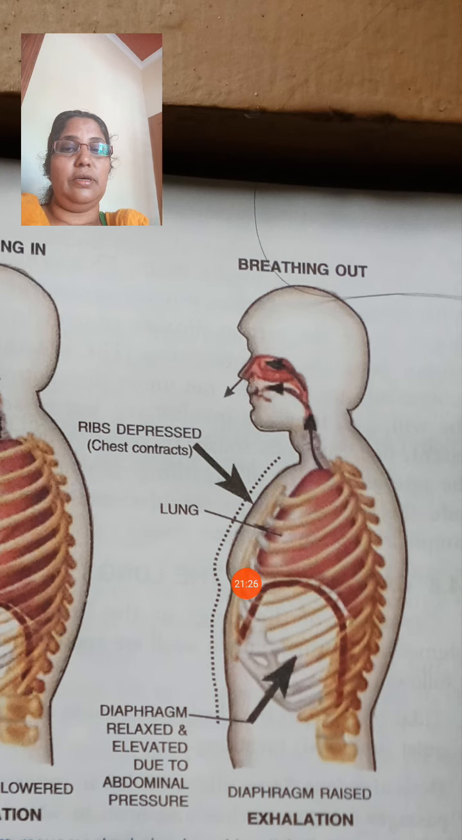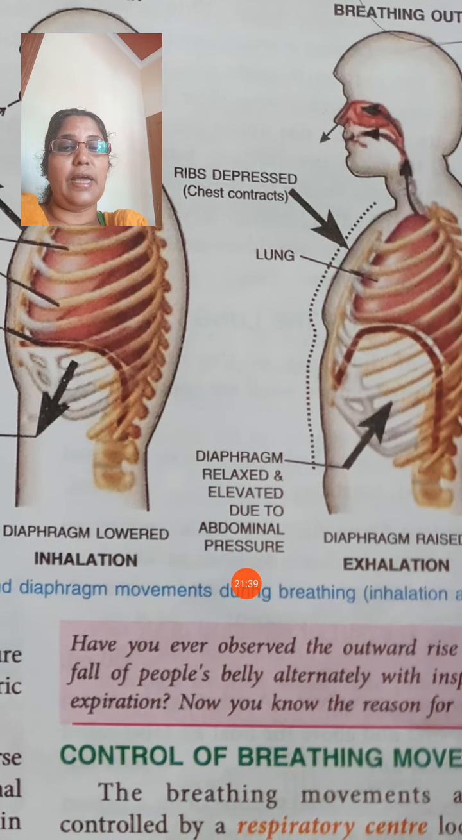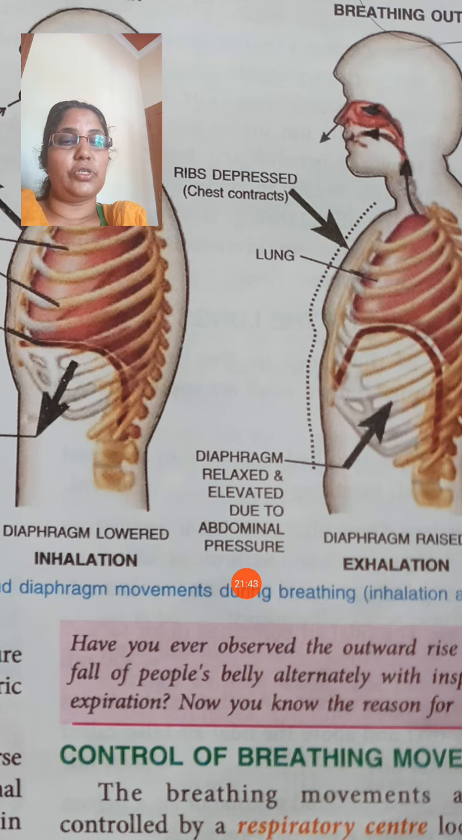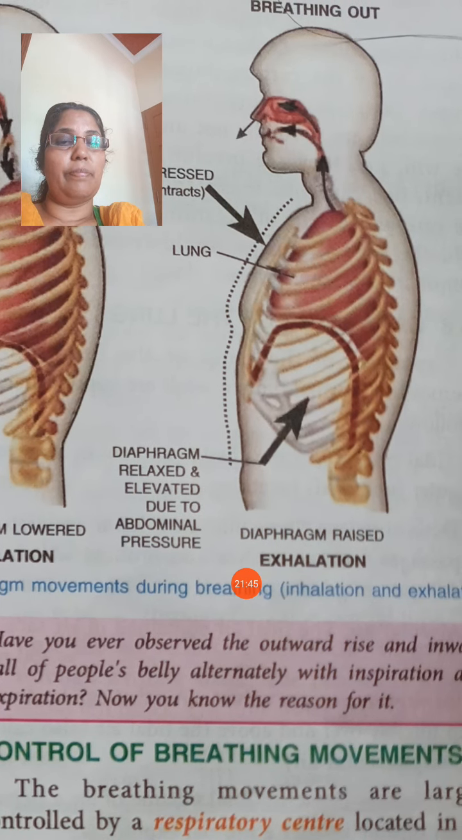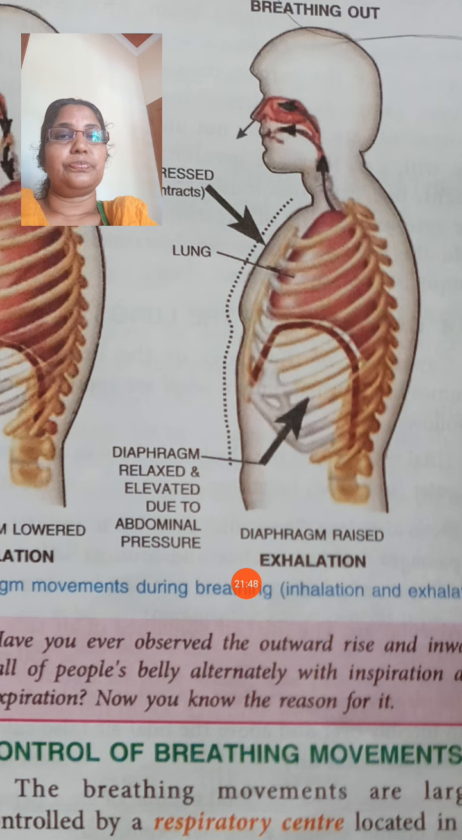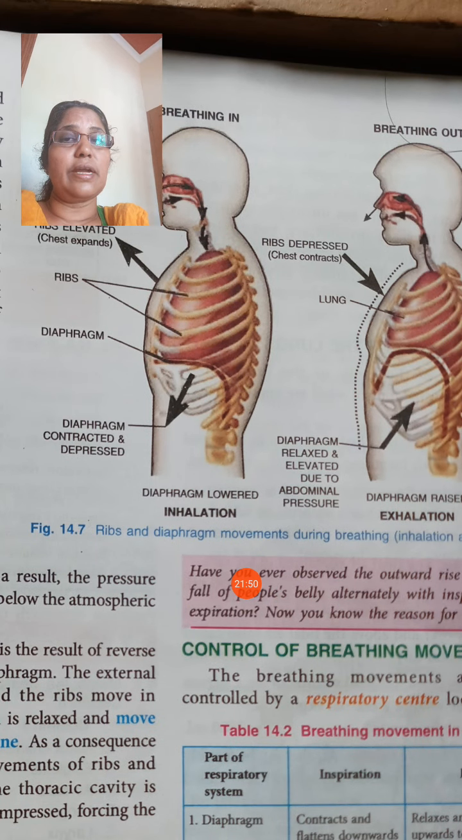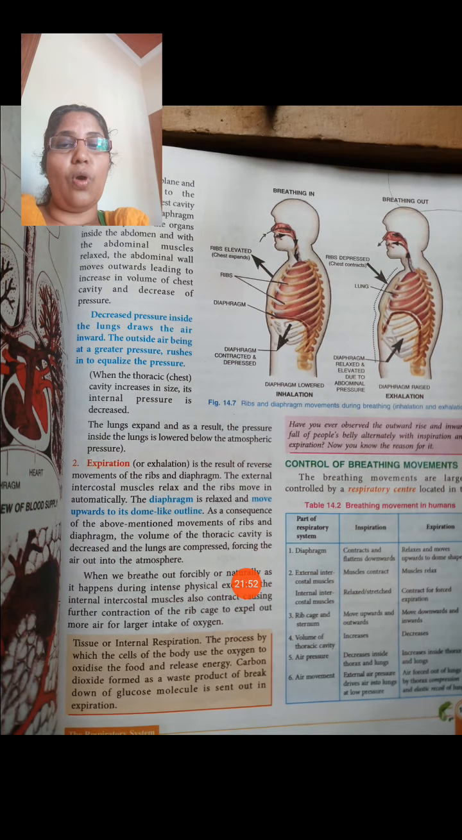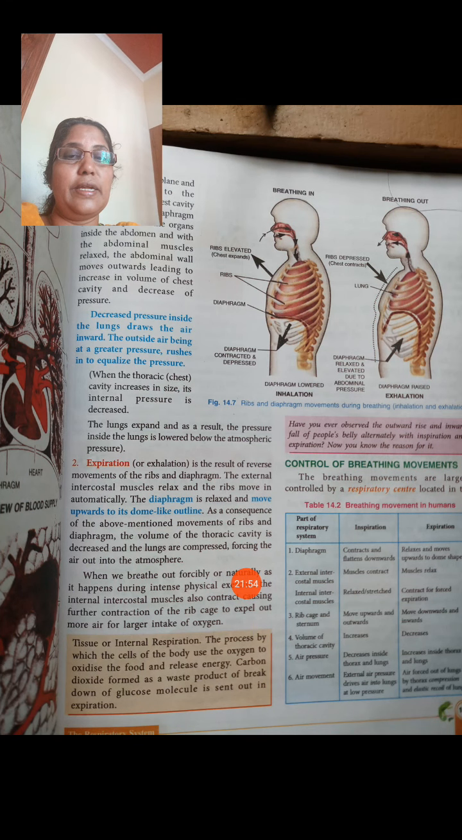Here the ribs, the chest, become depressed or the chest contracts because the intercostal muscles relax, and the diaphragm relaxes and is elevated due to abdominal pressure. So the air inside the chest cavity goes out. That is how inspiration and expiration occur.